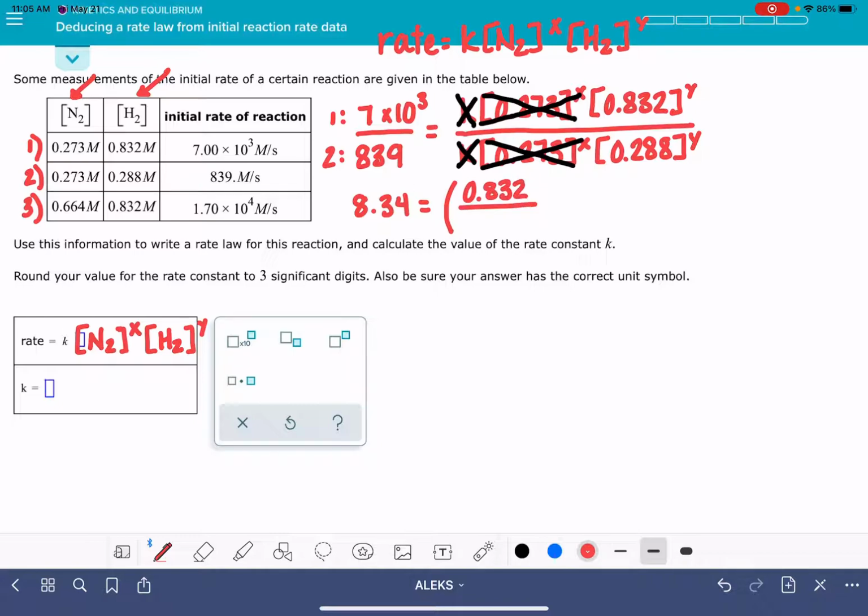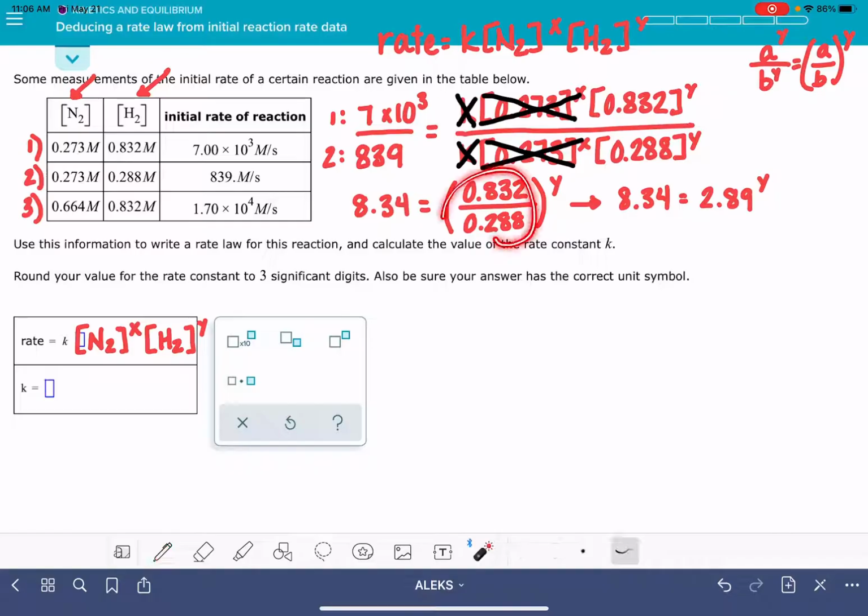This leaves us on the right-hand side with 0.832 divided by 0.288, and those are raised to the y. What I just did there is a property of exponents. If you have a to the y over b to the y, you can rewrite that as a over b, as a fraction raised to the y. So I just took advantage of that. And then I'm going to solve the math that's inside the parentheses. So I'm going to have 8.34 on the left, and 0.832 divided by 0.288 gives me 2.89 to the y. So I just solved inside the parentheses.